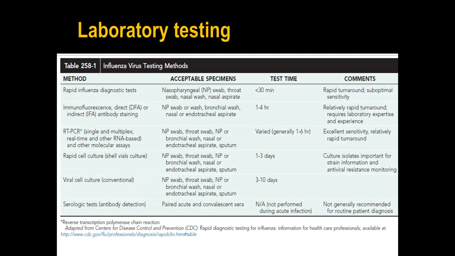So as we saw, the laboratory testing methods include the rapid test and then using immunofluorescence, direct DFA or indirect immunofluorescence, and then RT-PCR. For RT-PCR, we can use a nasopharyngeal swab or throat swab. Generally, the reports may be available within 1 to 6 hours. This has got excellent sensitivity and relatively rapid turnaround. So this is the most common method which we employ in our country. Other tests include viral cell and serological tests, which is not generally recommended.